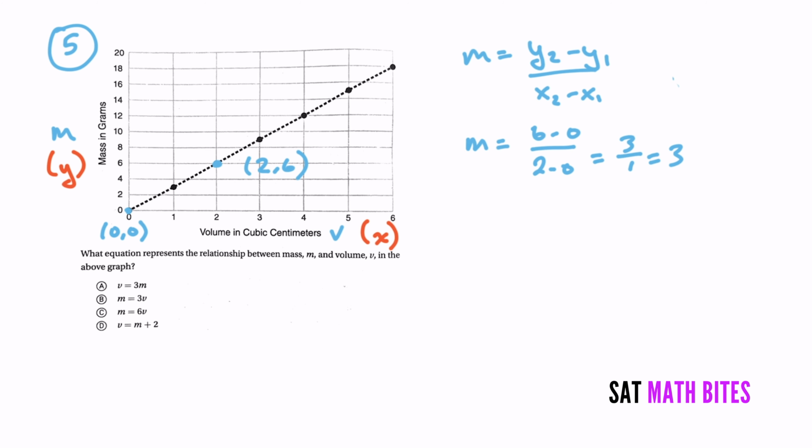We also know that the slope-intercept form of a line is y equals mx plus b, and we know the y-intercept is 0 since it passes through 0, 0. So the equation of the line would basically be y equals 3x, but using it in terms of m and v, that would give me m equals 3v. So the answer here would be B.